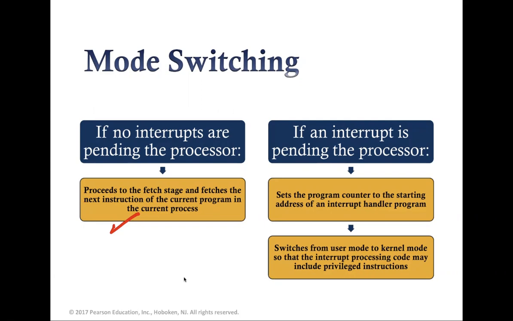It will first set the program counter to the starting address of the interrupt handler program, and then it will switch from the user mode to kernel mode so that the interrupt processing code may include any privileged instruction that will allow the processor to handle the interrupt. So this is just a description of how the processor will switch between the modes to handle interrupts, if no interrupts are pending versus if an interrupt is actually pending, how the processor will switch between the user mode and kernel mode to handle such interrupts.